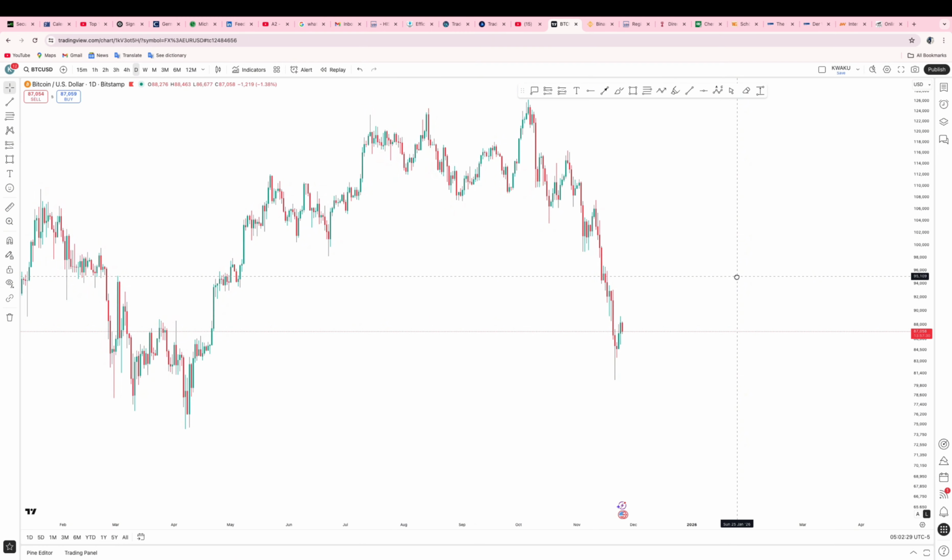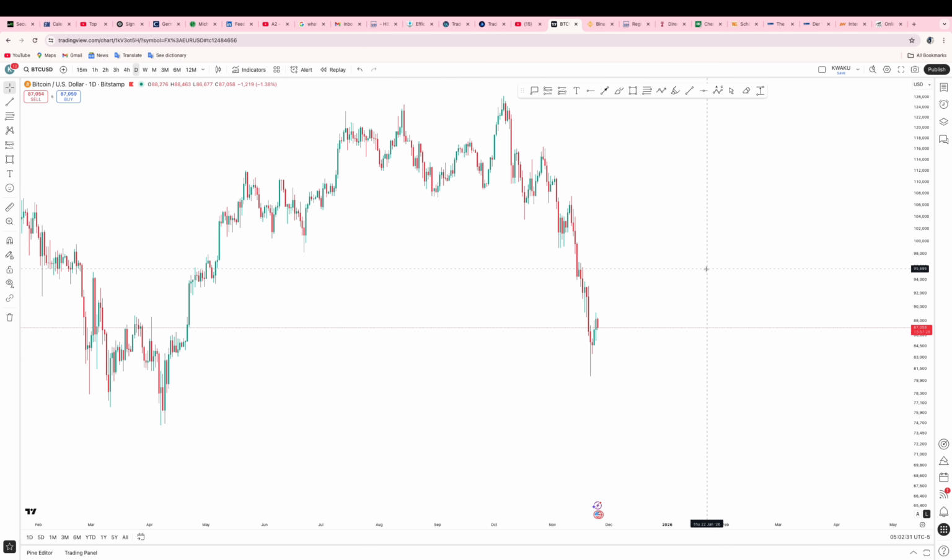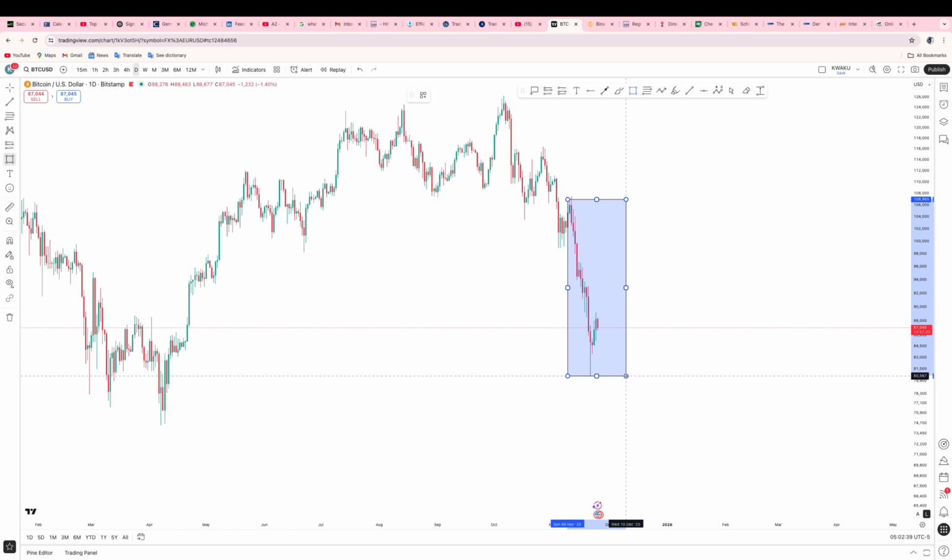So today the pair for the day is BTCUSD. Starting from the daily time frame, I can see here that the market has dropped significantly. This is a daily chart. The market has dropped significantly to exactly at this point.